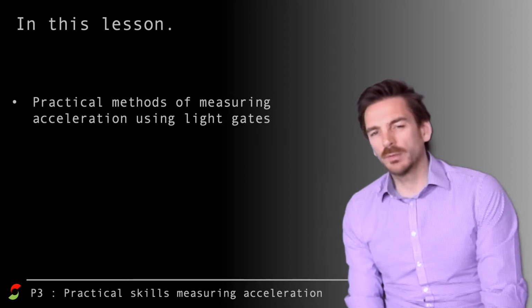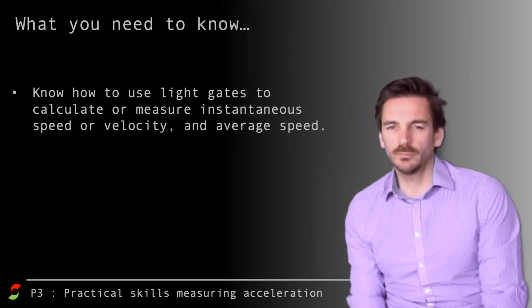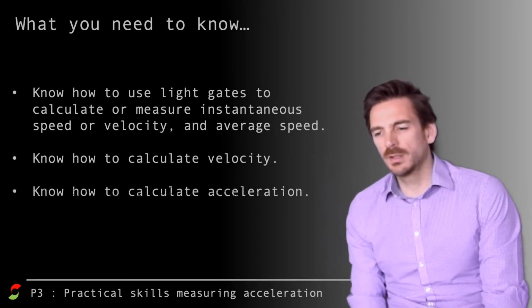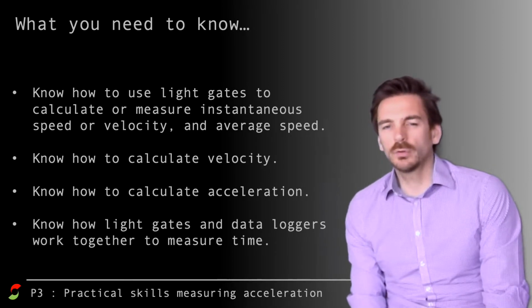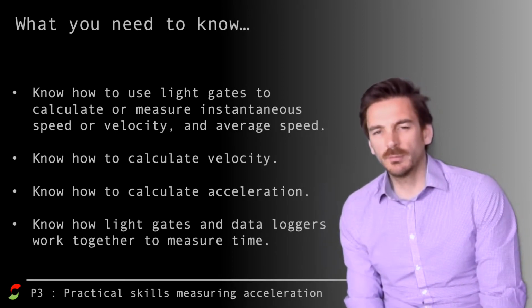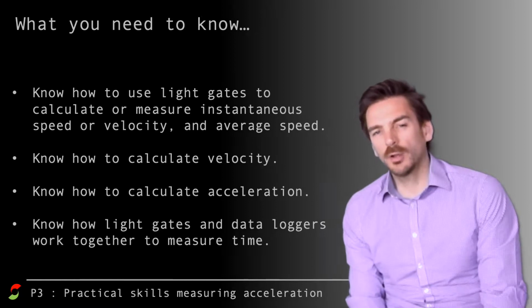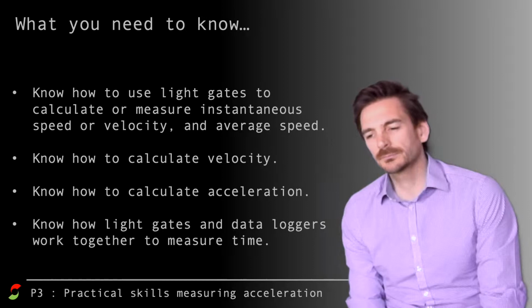What will be really helpful for you to know in this lesson to get the most out of it is, first of all, how to use light gates to measure velocity. Also how to calculate velocity, how to calculate acceleration, and know that light gates work together with data loggers to measure time. If you're not sure about how to do any of those, check out some of the other videos on the channel and they'll help you get up to speed, so to speak, with those issues.